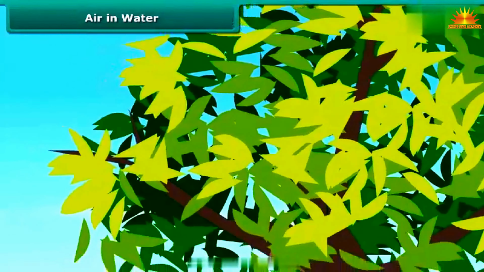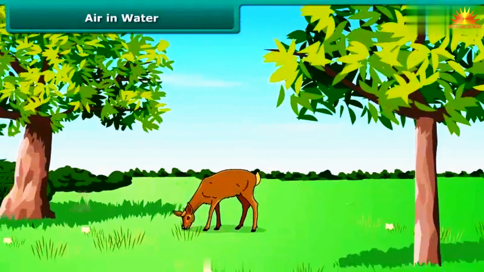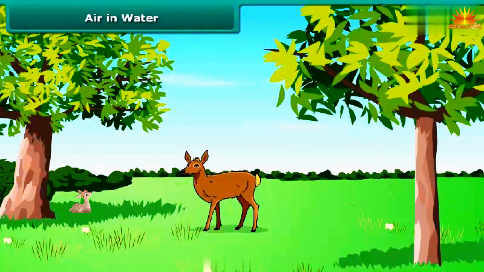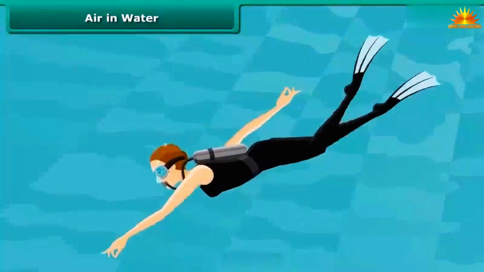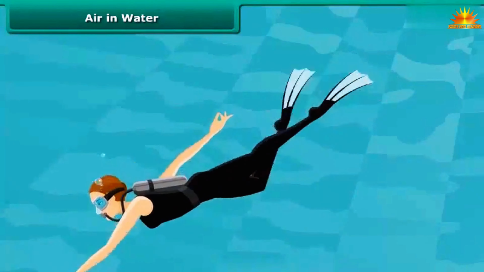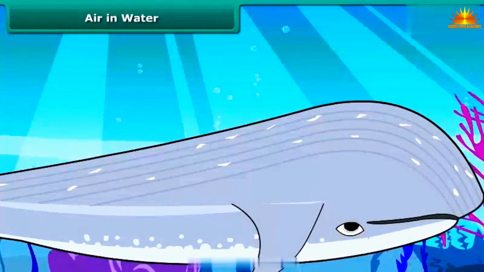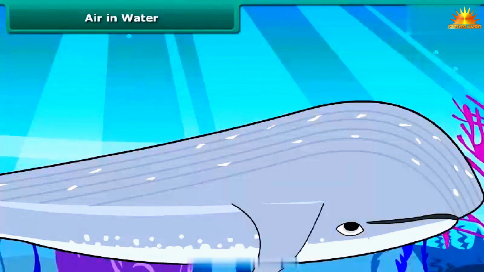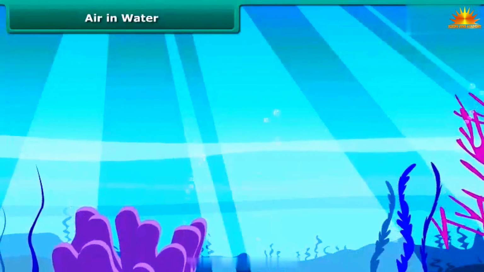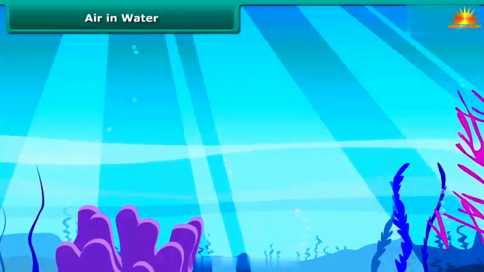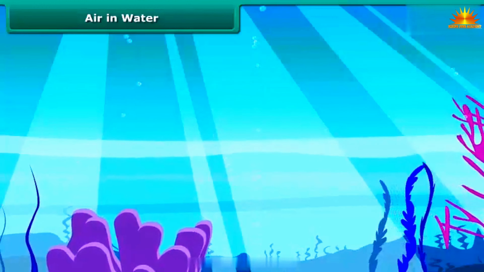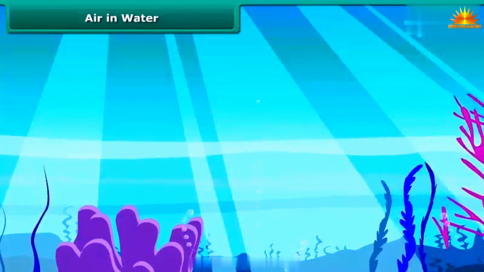We know that all plants and animals need air to breathe. The animals living on the land breathe in the oxygen present in the air. We can't live in water. When the divers go inside water, they carry oxygen cylinders with them. See this whale. How does it breathe? Similarly, how do the aquatic plants get carbon dioxide and oxygen in water? You'll be surprised to know that they breathe air only.